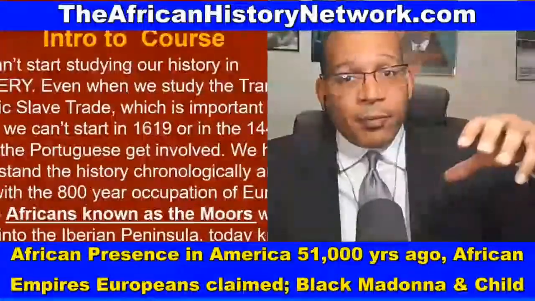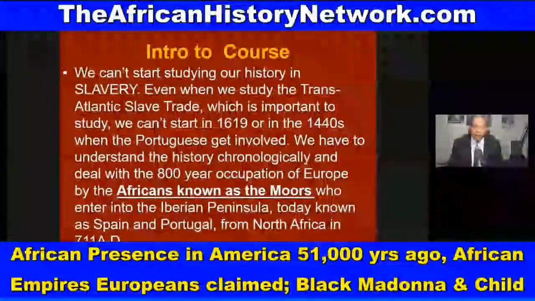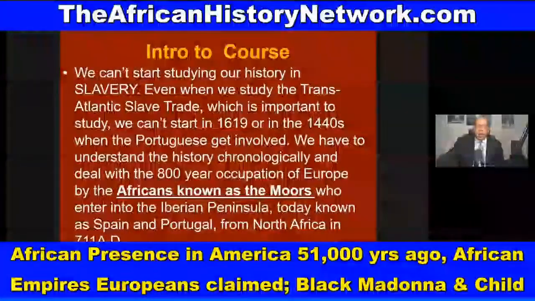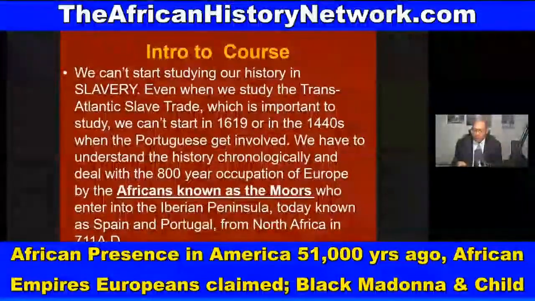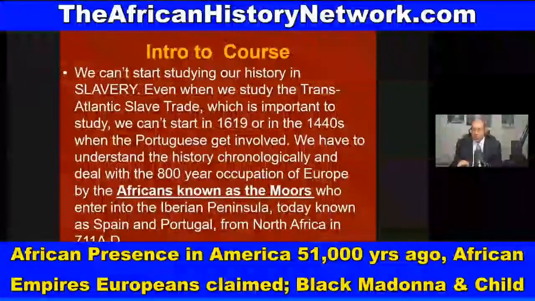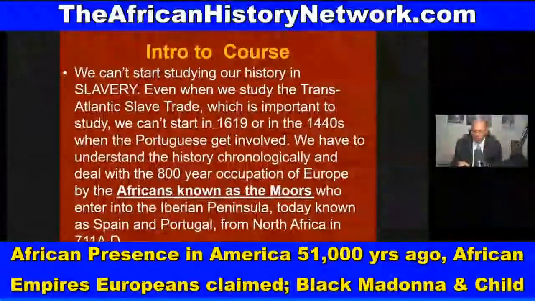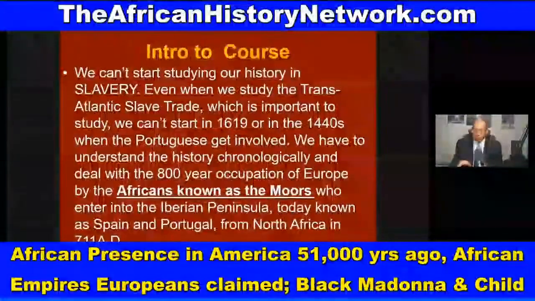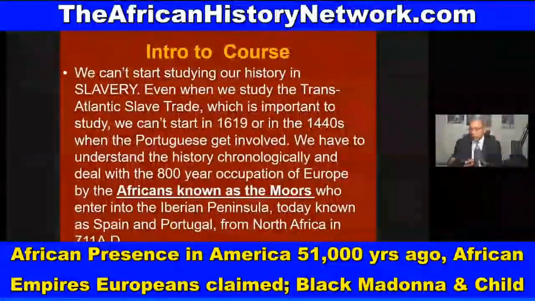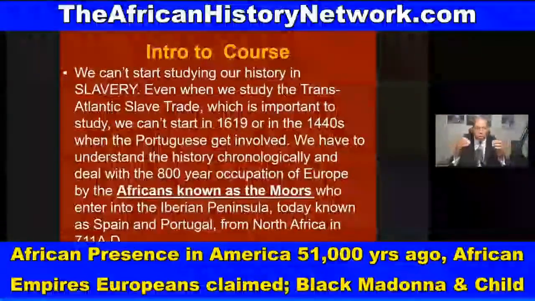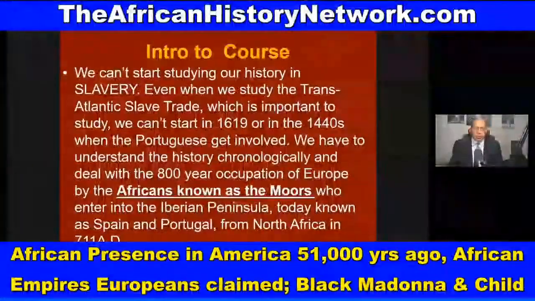Then we look at the slavery here, of course, in this country that we call the United States of America. We have to understand the history chronologically and deal with the 800-year occupation of Europe by the Africans known as the Moors, who take the teachings from ancient Kemet, ancient Egypt, into the Iberian Peninsula, today known as Spain and Portugal. It's these teachings that the Moors take into Europe from the Nile Valley region of Africa that bring Europe out of the Dark Ages. The next period Europe enters is called the Renaissance era, a period of new enlightenment. The Moors entered the Iberian Peninsula in 711 AD.